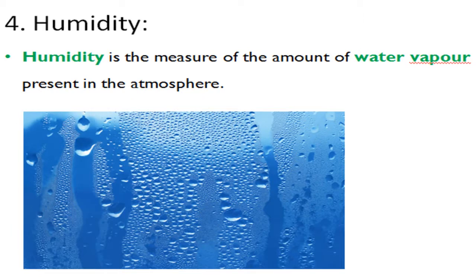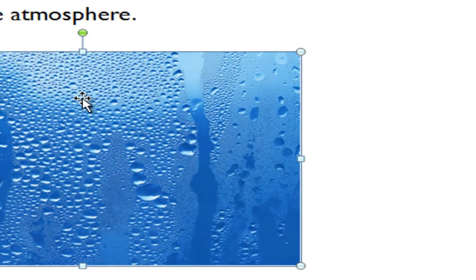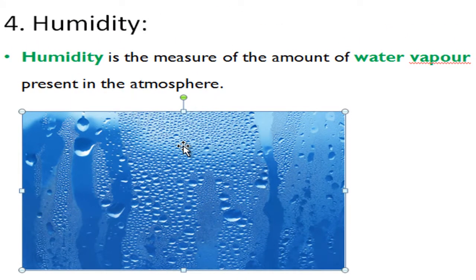Our next keyword is humidity. Humidity is the measure of the amount of water vapor, how much water vapor is present in the air in the atmosphere, that is called the humidity of that place.